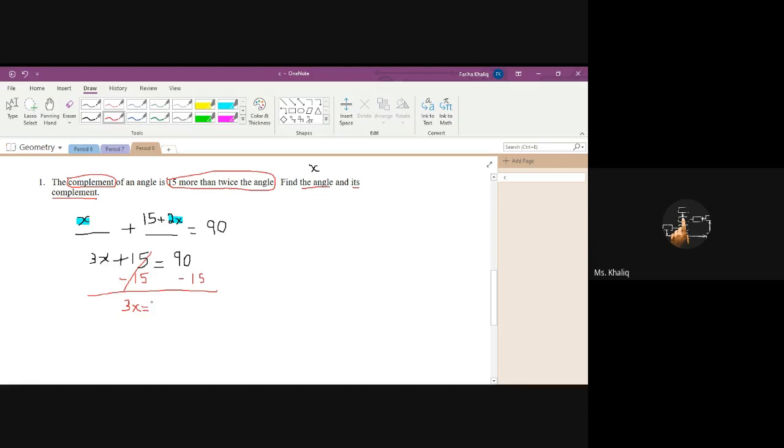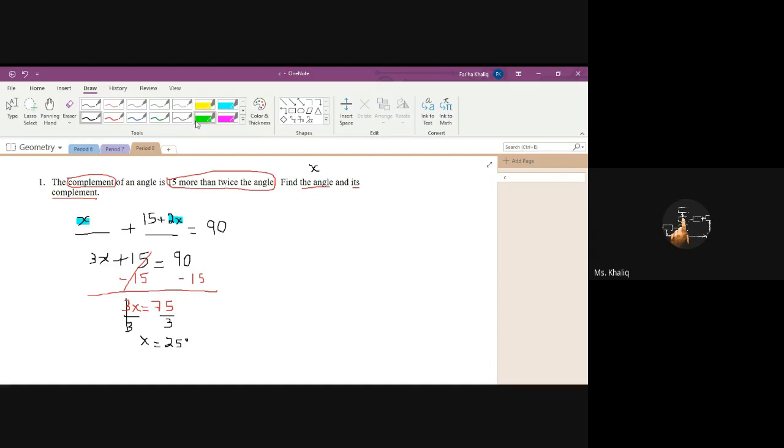Okay. Now what I need to do is I need to have the x by itself. So how do I get rid of the 3? I'm going to divide both sides by 3. So I divide this by 3 and this by 3. All right, so my 3 would cancel out, and I'm left with x equals 75 divided by 3 gives me 25 degrees. Okay, so that is my value for x.